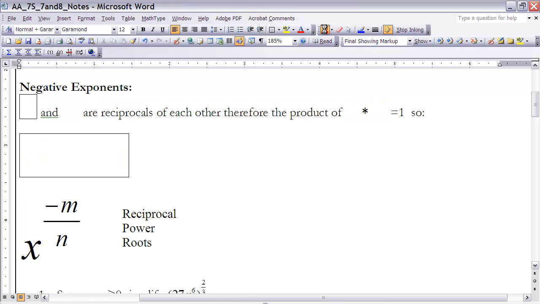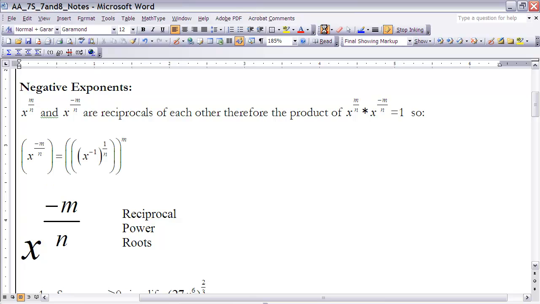So in 7.8 we started looking at negative exponents. Well, if you think about it, when I take a number and raise it to the negative first power, something like 5 to the negative first power, that means 1 over 5. So all the negative means is the reciprocal of. What that means is that x to the m over n and x to the negative m over n are just reciprocals of each other. And if they're reciprocals of each other, that means if I multiply those two things together, they will be equal to 1.